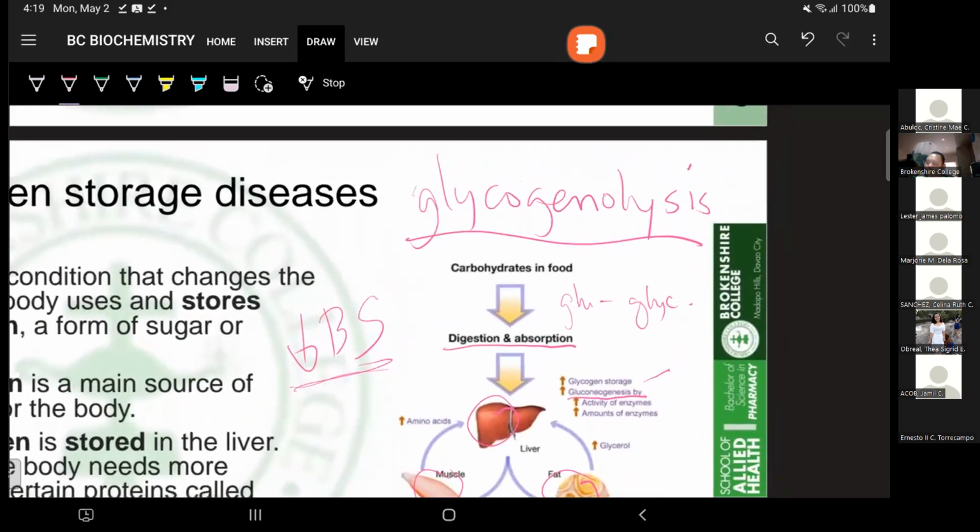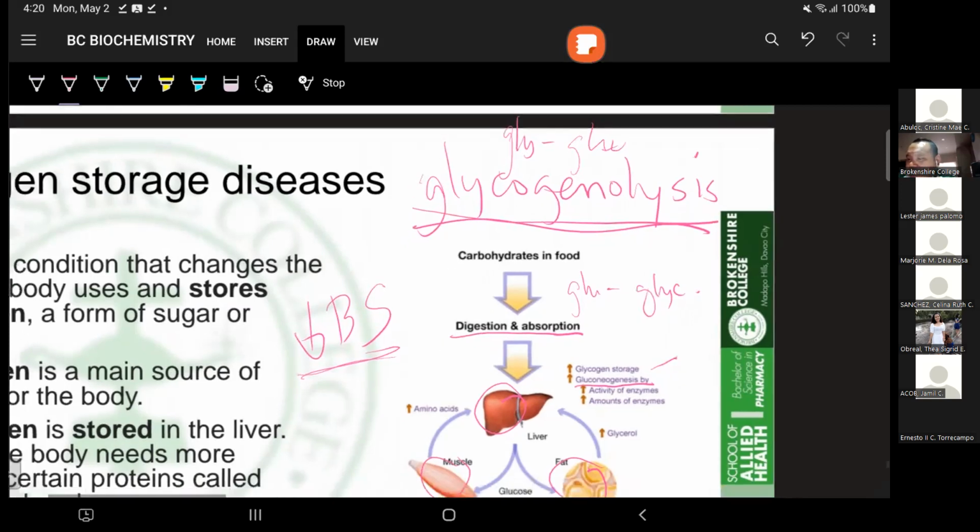Pag glycogen to glucose, that is your glycogenolysis. Do you follow? Yes, sir. Please take note of the process, the breakdown niya.